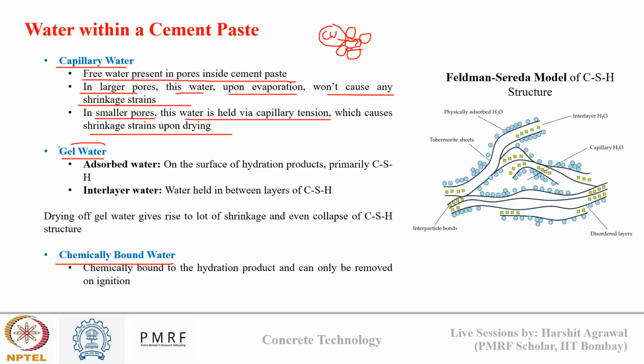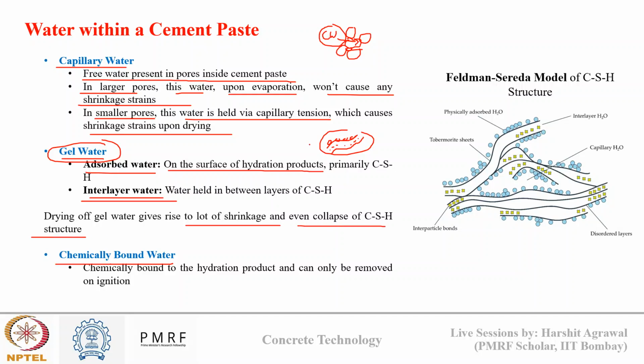Okay, then there is gel water. Gel water can be classified in two ways: adsorbed water and interlayer water. Adsorbed water is the water present on the surface of hydration products. Okay, so I have the layer structure of CSH. The water adsorbed on the surface of CSH is known as adsorbed gel water, and the water present in between the layers of CSH is known as interlayer water. These waters don't dry off easily, and if they dry off, it will bring a lot of shrinkage and even collapse of the CSH structure.